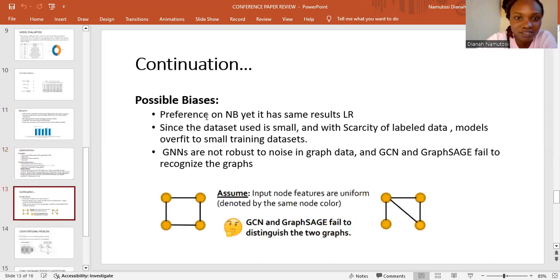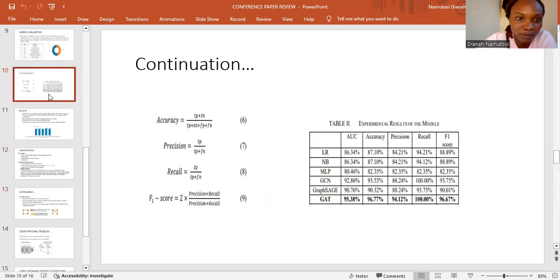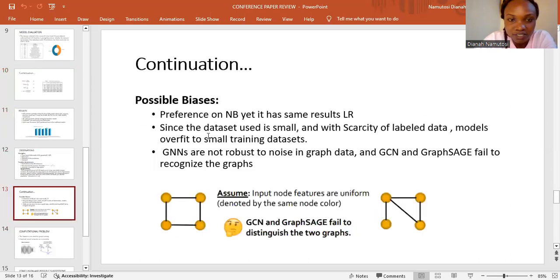Then possible biases: when you go back to the table, we find that logistic regression and naive Bayes got the same results, but he says naive Bayes performed better than LR, which is a bias because they had the same results. The data set is also too small, and graphs need large data sets to produce good, accurate results.